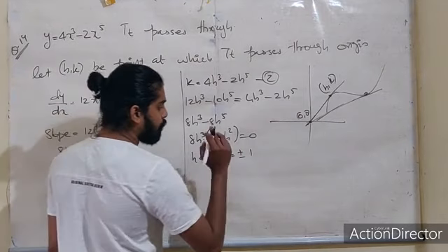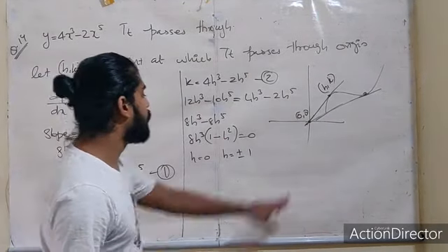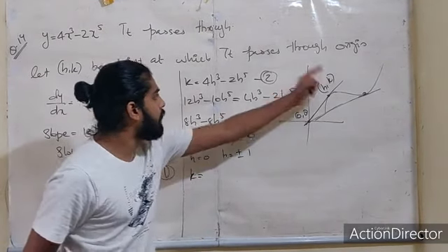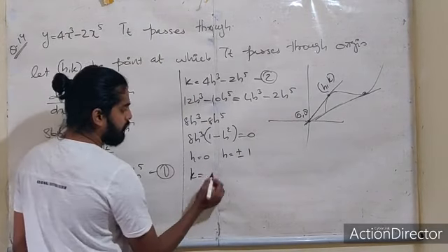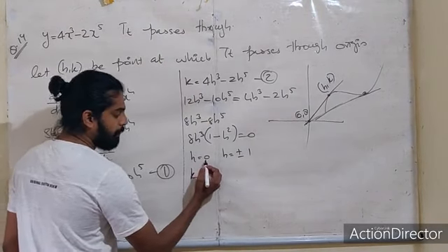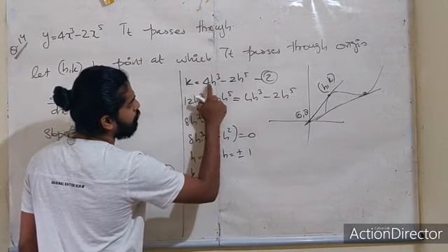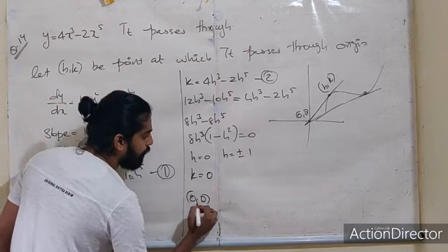So we have h equal to 0, h equal to 1 and h equal to negative 1 as the x coordinate of this point. Now to find the y coordinate, which is k, k is equal to 4h cube minus 2h raised to 5. Substituting 0, if h is equal to 0, we get 4 into 0, which will be 0. So 0 comma 0 is a point.